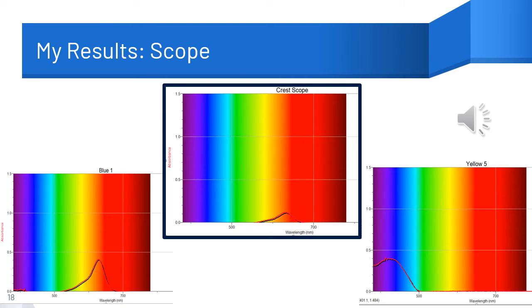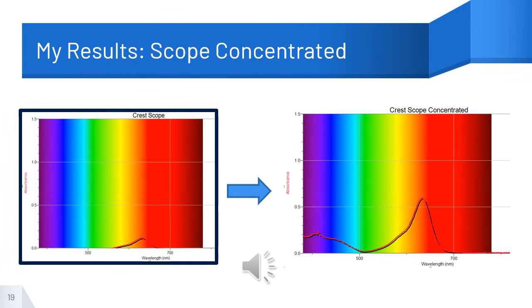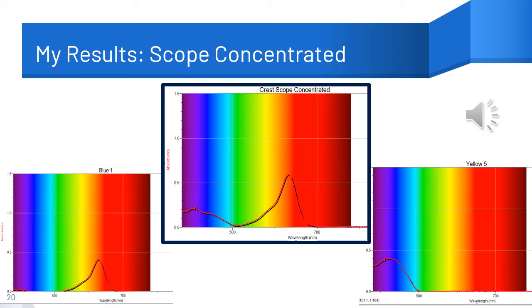So what I did was I decided to concentrate the mouthwash. These images show the unconcentrated Crest Scope mouthwash spectrum compared to the Crest Scope concentrated spectrum. Once we compared the concentrated spectrum to blue 1 and yellow 5, we notice that the graph does incorporate both blue 1 and yellow 5, staying true to the label.